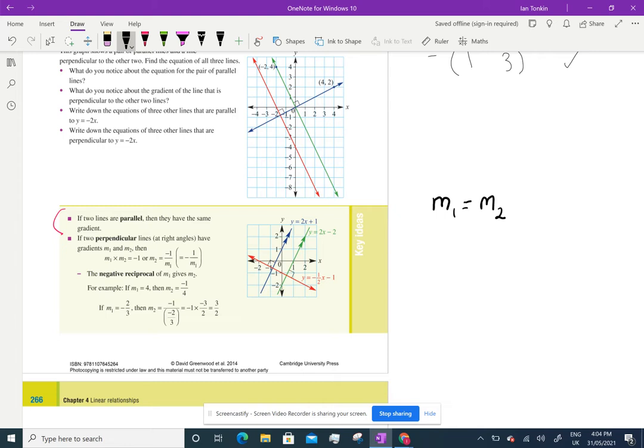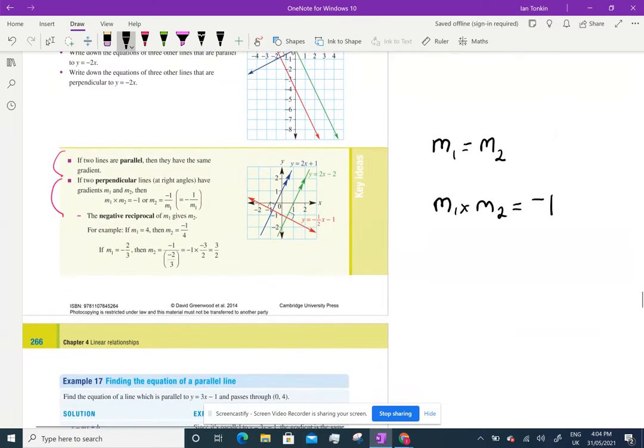And when we have perpendicular lines here, the gradients, when you multiply them by each other, equal -1. Now, I'm not going to prove that. I've put a proof on the Google Classroom that you can look up because it takes a bit of a while and I want to get straight into the work. But there is a proof of why that happens on Google Classroom.